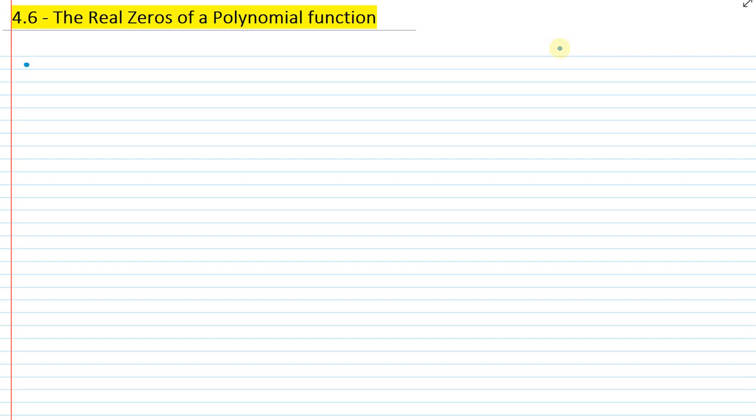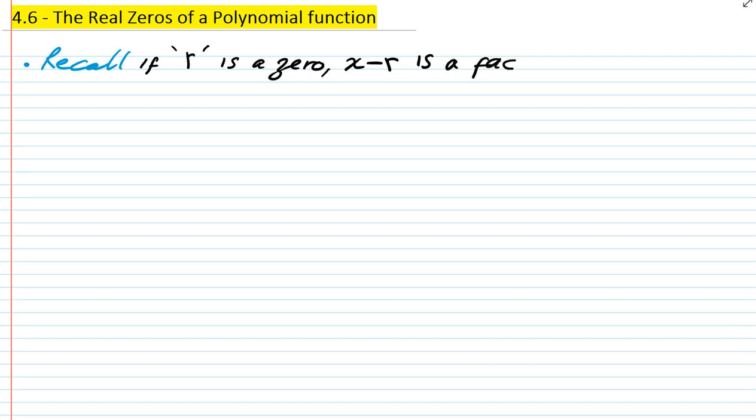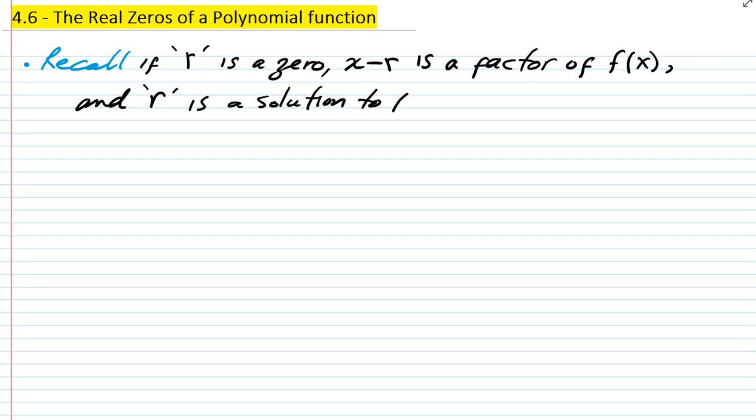So let me recall something here. I'm just simply going to recall something from before. Recall that, this is when we talked about zeros, real zeros of a function, that if r is a 0, and we're going to say that's a 0 in the form x minus r, so if it's a 0, then x minus r is a factor of the polynomial function. And we can also say that r is a solution, true, it's a solution to f of x equals 0. So we've talked about this previously in great length.